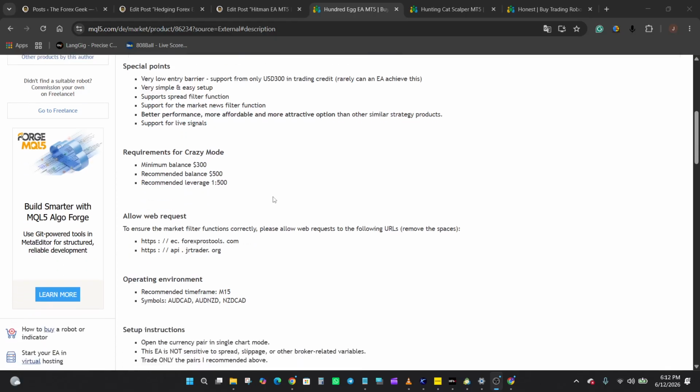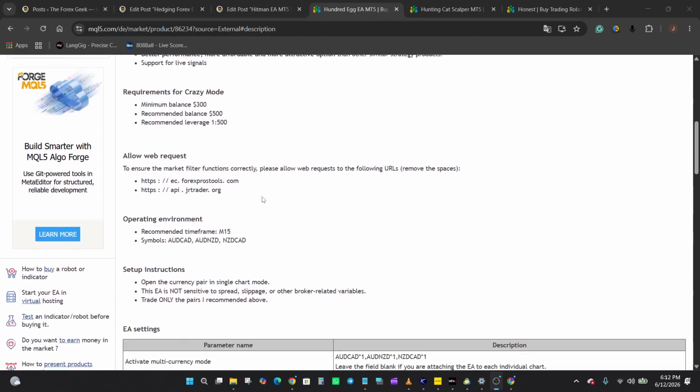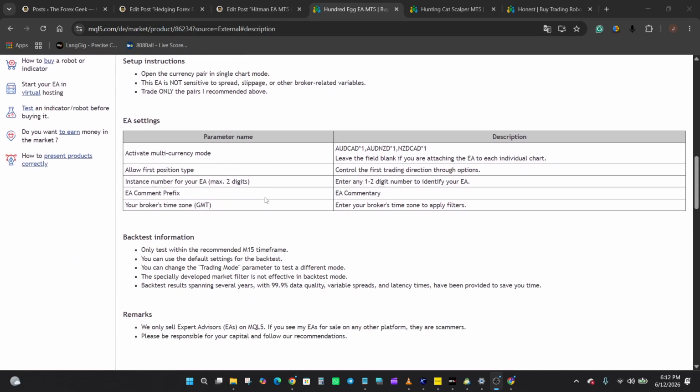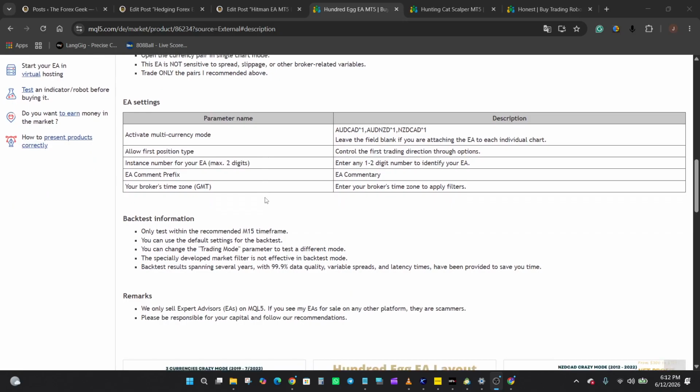The developer also states that backtest results covering several years have been provided using 99.9% data quality, along with variable spreads and latency simulations. Historical testing conducted over longer periods generally provides a broader perspective on how an EA reacts to changing market environments, although it is still valuable to perform your own independent testing as well.